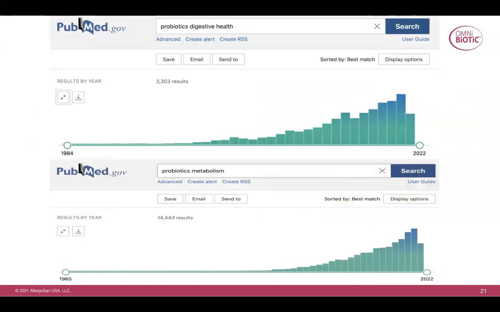I'm not going to go into all the research for the digestion and metabolism application. There's a ton, as you can see here. This is really a very high level screenshot of total number of studies found, looking at both probiotic digestive health and probiotic metabolism, ranging all the way back to 1965.